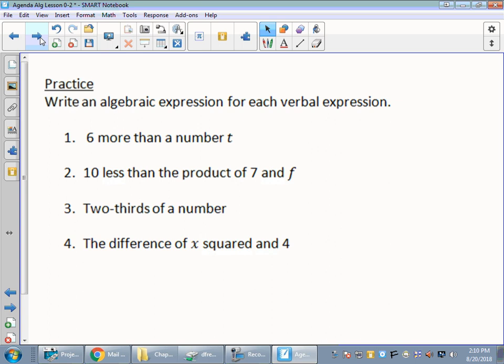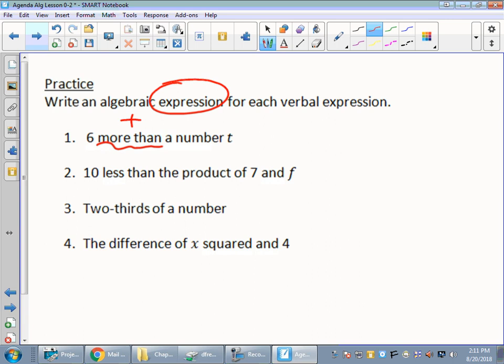So the verbal one says 6 more than a number t. So we're actually writing an expression, remember, so there's not going to be any equal signs. So we have to look for those clue words or key words that help us. So in this case, we look at more than. What would that symbolize to us? Well, more than should signify add. So in this case, we just take any number, in this case 6 plus t. And if you wrote it t plus 6, you'd also be right because you can switch those around and not have a problem. But 6 more than a number, 6 plus t.